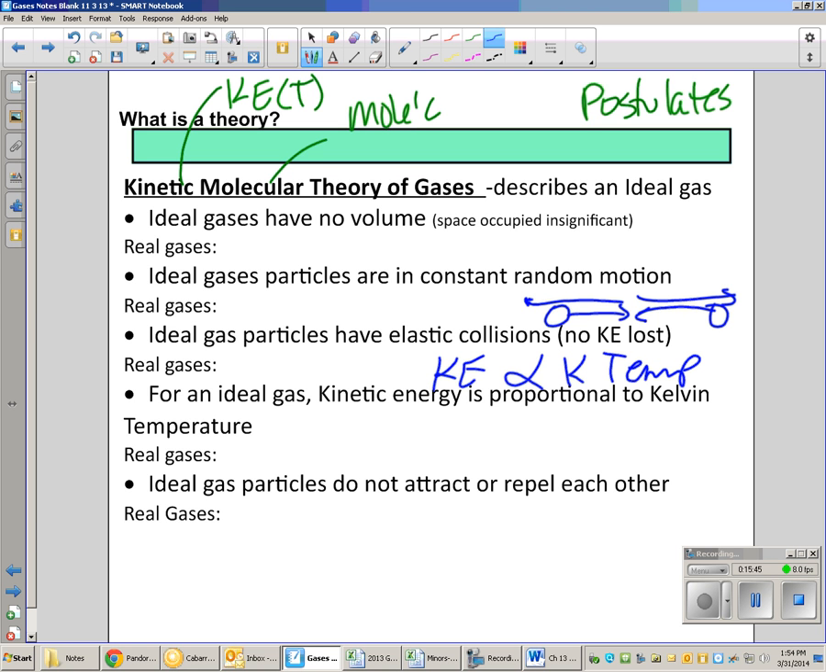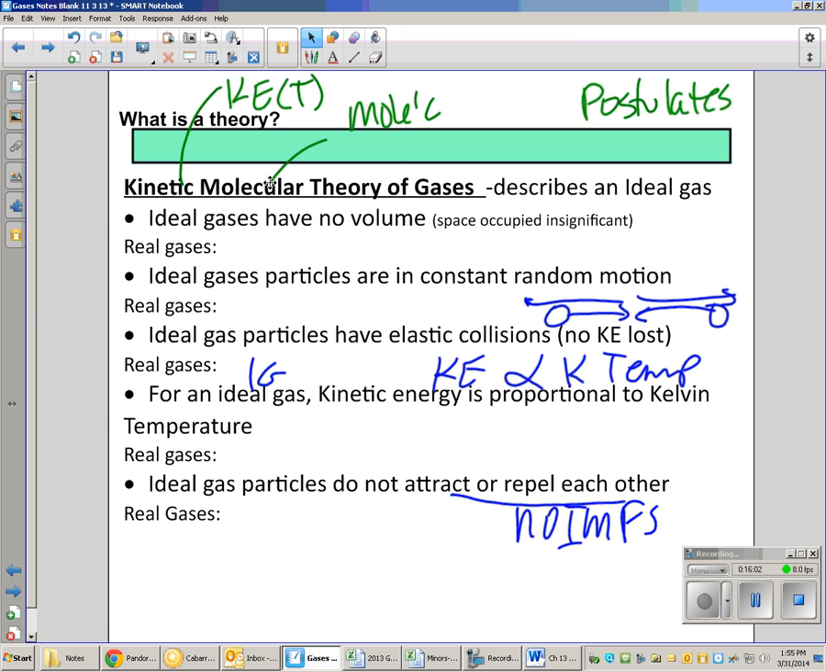And so you can just put like IG, ideal gas all the way through, right? Last one, they do not attract or repel. So that means they don't have what three-letter thing we talked about earlier? IMFs, right. So they have no IMFs.